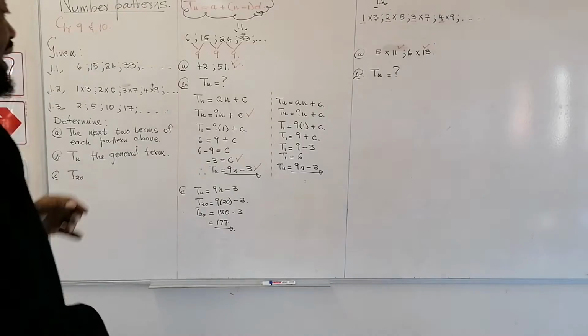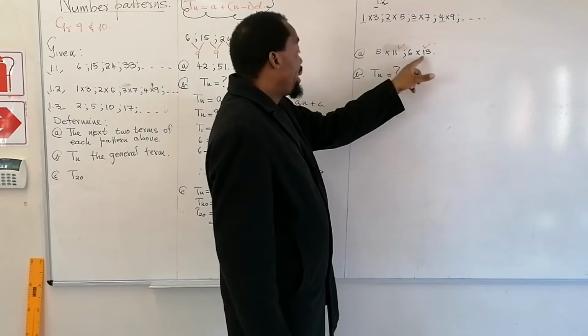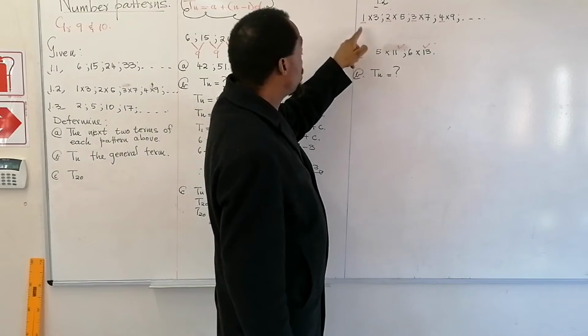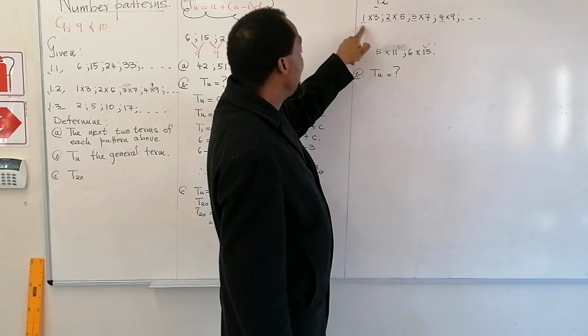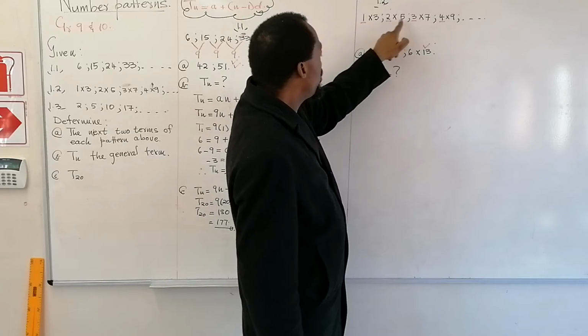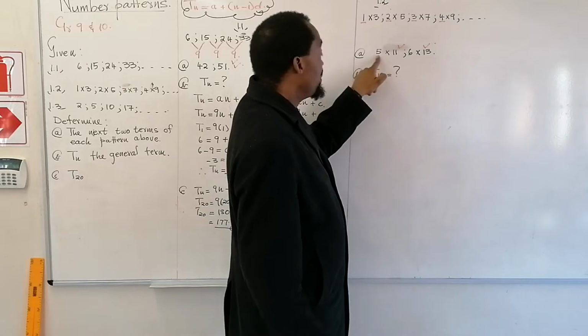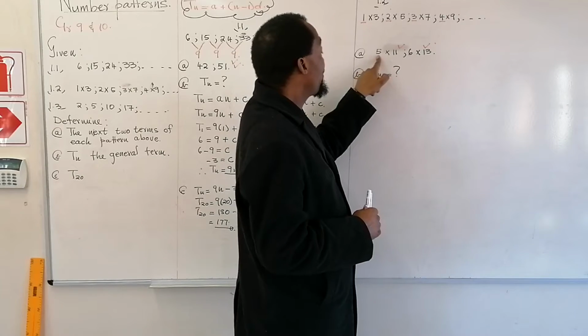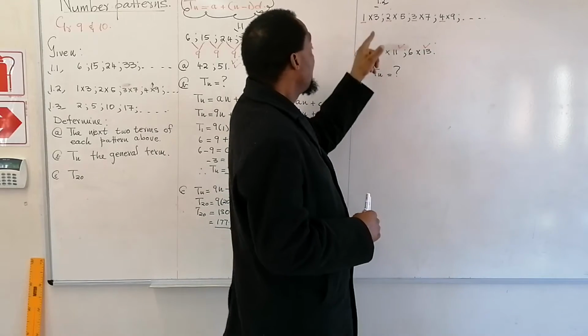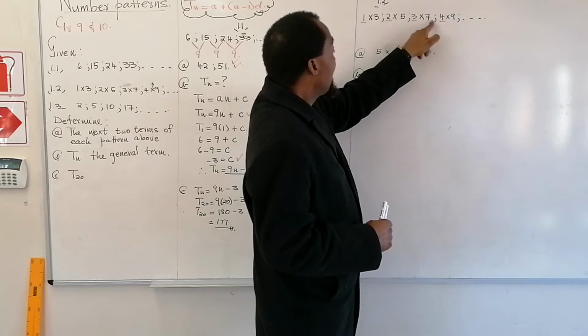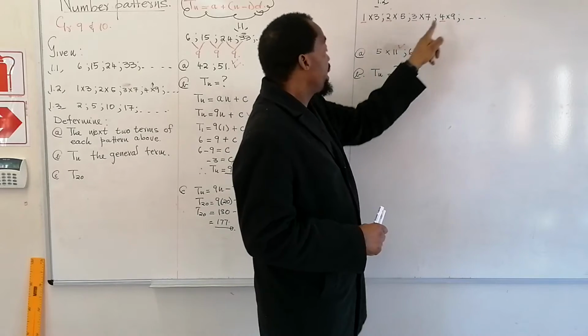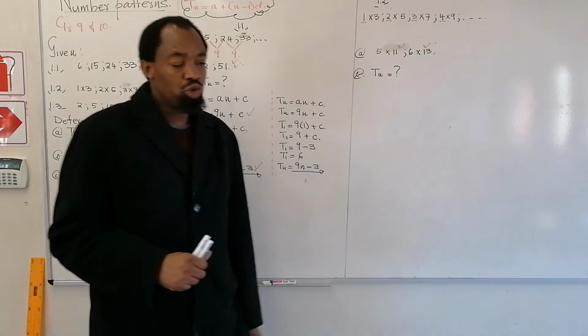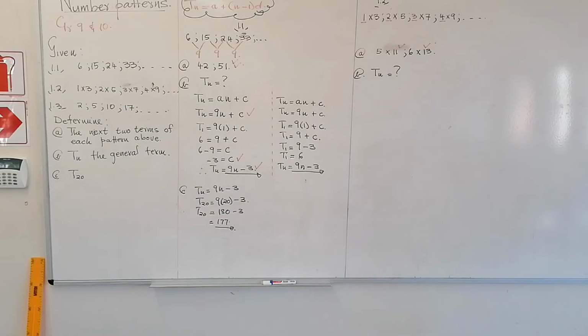Now we have seen that this pattern is increasing in this way. First of all, these numbers are just 1, 2, 3, 4. It means the next one will be 5, the next one will be 6, and these ones are increasing by 2, the next one will be 11, the next one will be 13. Now, I want to determine the general term.